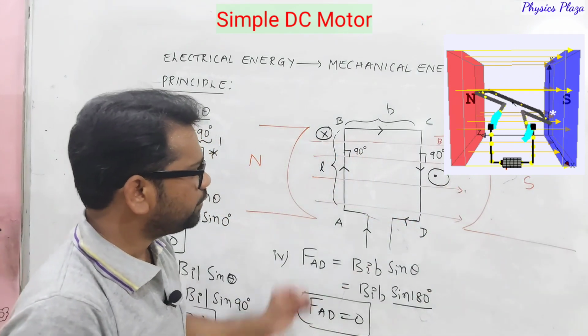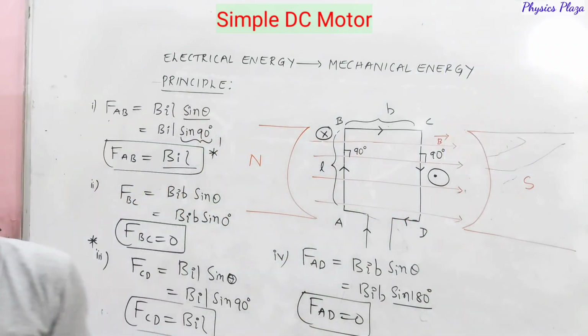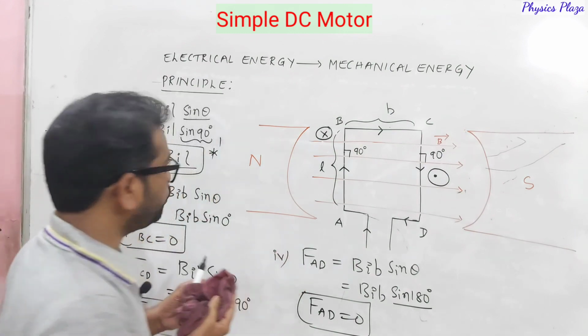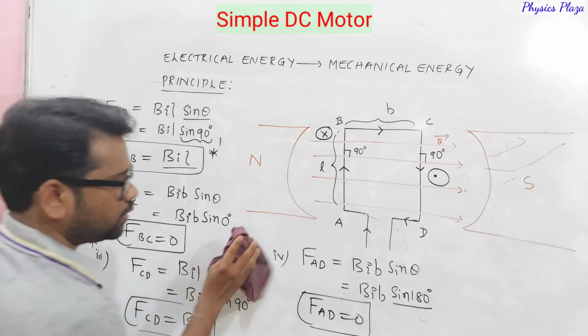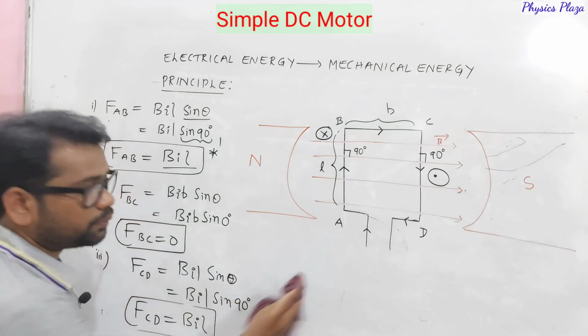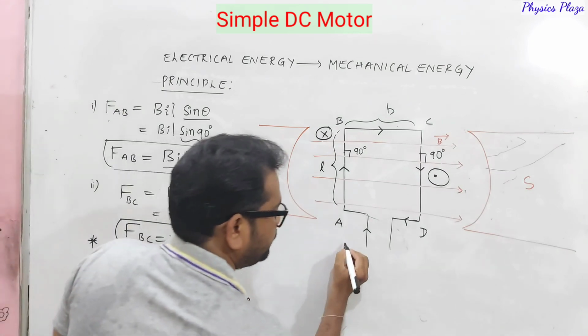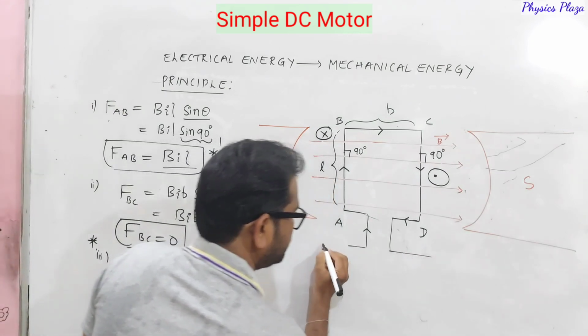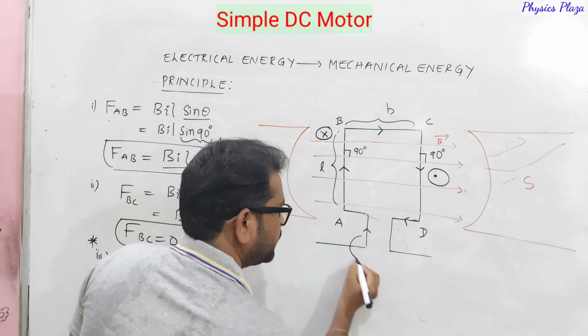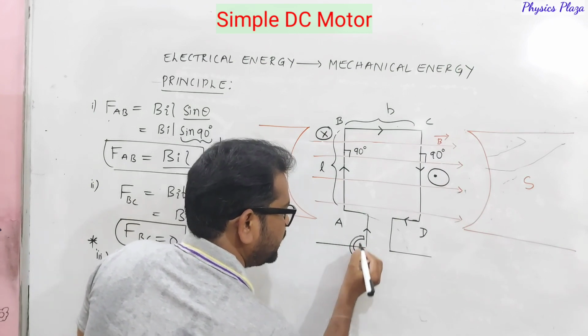Children, for this only, we will do some arrangement setup. Hope you have copied this. Now let us see the arrangement setup of the electric motor. Look here. Two commutators will be there.